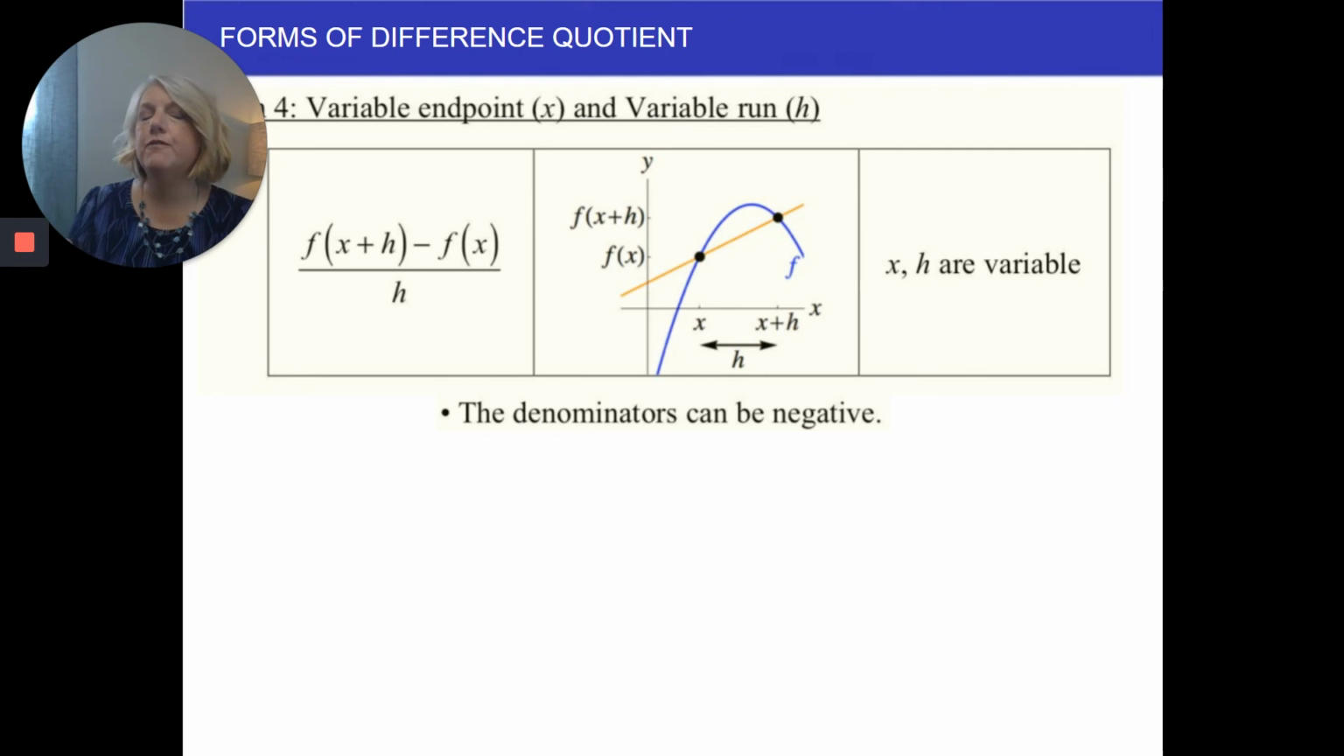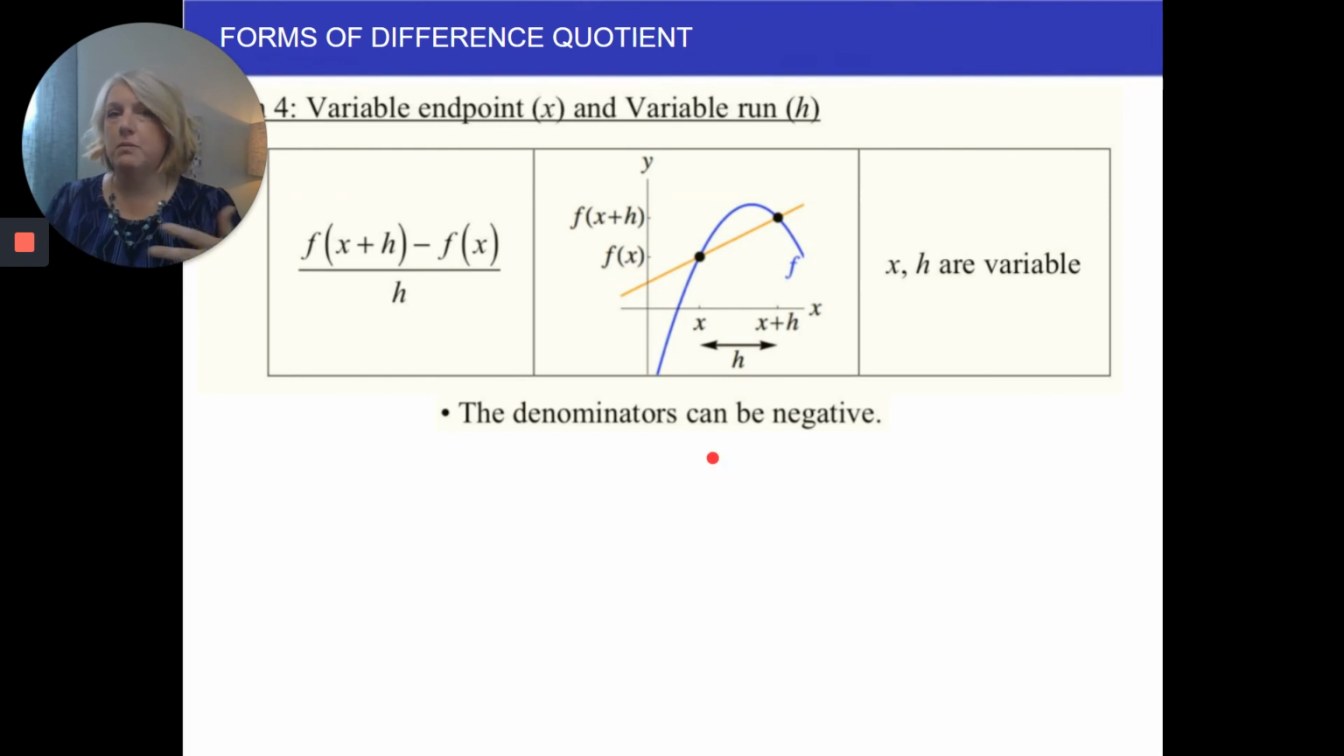All right, and then our final form. This is the big daddy of them all. This is where everything is a variable. We don't know our starting point and we don't know our ending point. And so we're going to keep it as the x and the h, that we don't know exactly what's happening as we take a look at this. So this is going to be the most general formula that we come up with, which is the difference quotient. And so we're going to practice with this a little bit, and this is very important for calculus.